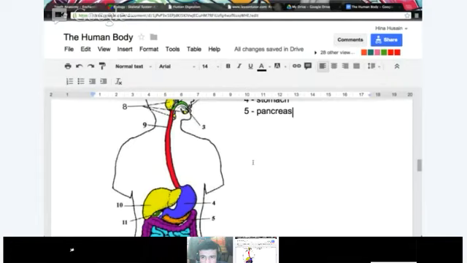Okay. So as we're going through, if you don't remember what this organ does, definitely refer to the vocabulary sheet that I've given you. So the pancreas is responsible for insulin secretion, all right? And digestion of certain foods.